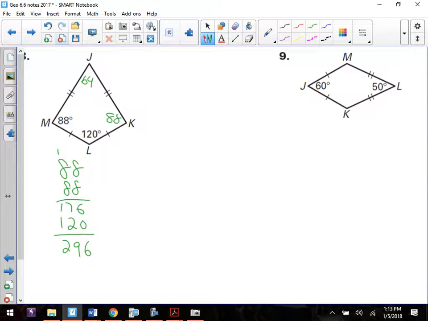Not drawn to scale. All you're doing is just adding them up and subtracting them. Same deal on the other one. The other one you have the 60 and the 50, which means that the last two angles of the kite have to be the same. So what's 60 and 50?